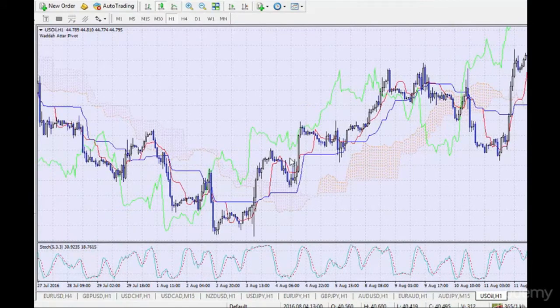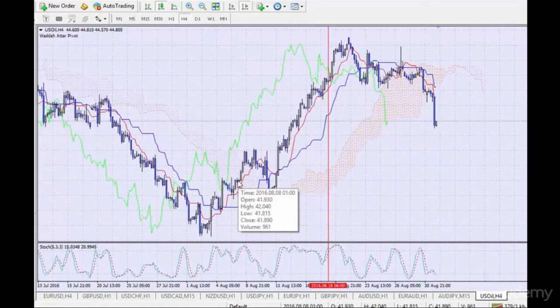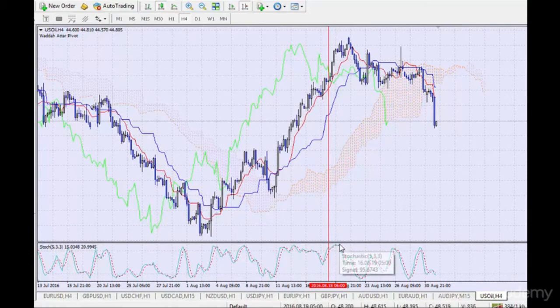So you can use Ichimoku as a tool to give you buy and sell signals, or you can combine the Ichimoku with other indicators. For example, the stochastic. Here we have the stochastic indicator, and you can also use the stochastic to give you buy and sell signals. For example, you can buy when the stochastic is oversold, that is when the stochastic is below 20, and you can sell when the stochastic is overbought.